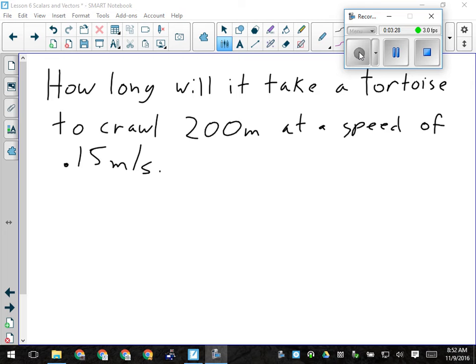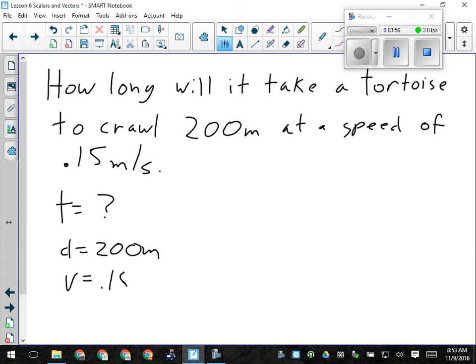So same as when we're doing mole equation questions, you're going to get your first mark for writing down your givens, okay? Because that tells me you can interpret the question. So how long will it take? What am I being asked to find? Time. Anytime it asks how long, that's time. Okay, and it's to crawl 200 meters. That would be distance. How do I know it wasn't displacement? No direction, right? Okay, and at a speed, so they outright tell me it's speed, of 0.15 meters per second. All right, so v equals d over t.